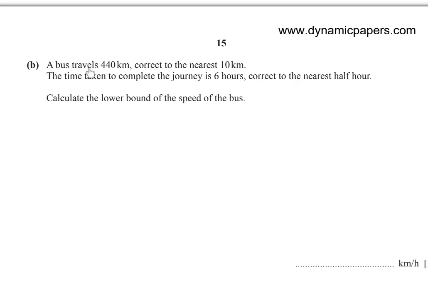B, a bus travels for 140 kilometers, correct to the nearest 10 kilometers. The time taken to complete the journey is 6 hours, correct to the nearest half hour. Calculate the lower bound for the speed. Speed equals what? Speed equals distance over time. If I need speed lower, so distance lower and time upper.